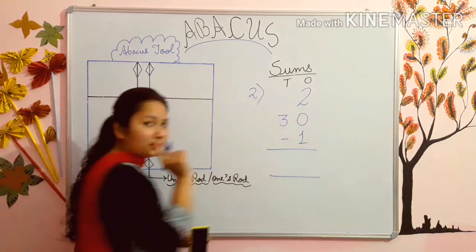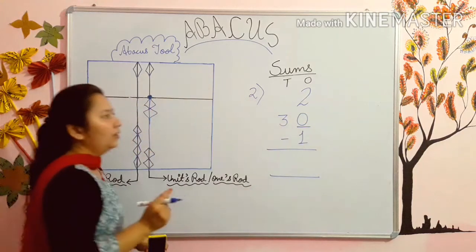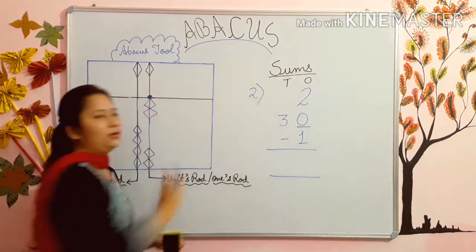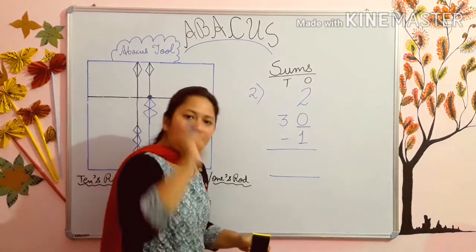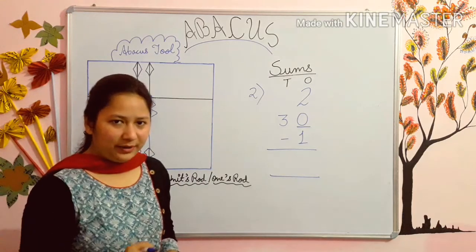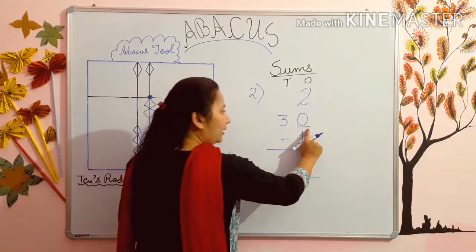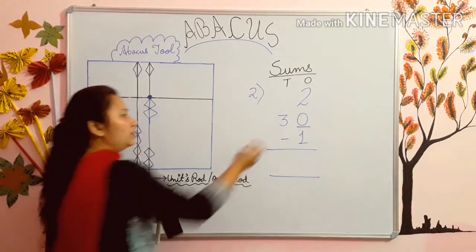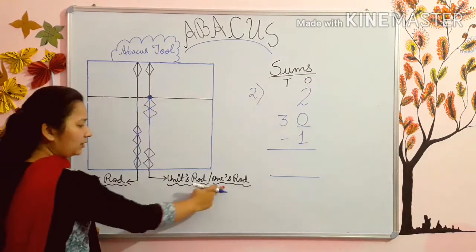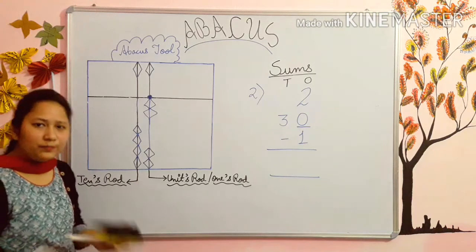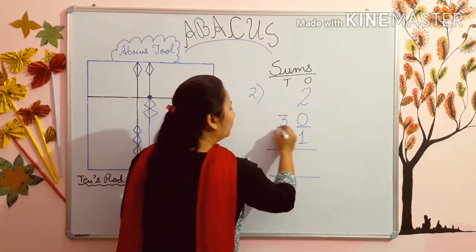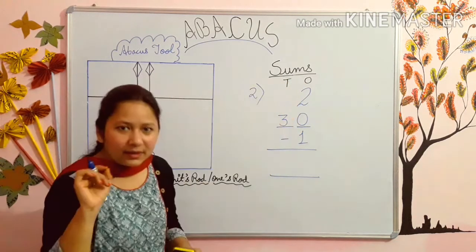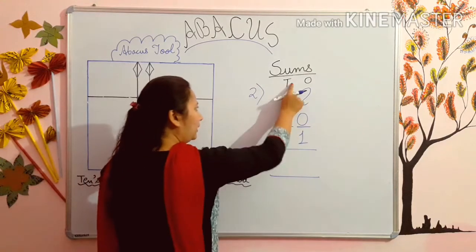Now come to this. Now see kids, here is 0. First of all you put the number in ones rod, then you will put the number in tens rod. So here is 0. See, 0 means nothing. So in ones rod 0 means nothing you have to do. So nothing. Now you have to put 3 in tens rod. See, 3 in tens rod. Tens has 3 below it. So 3 you have to put in tens rod.